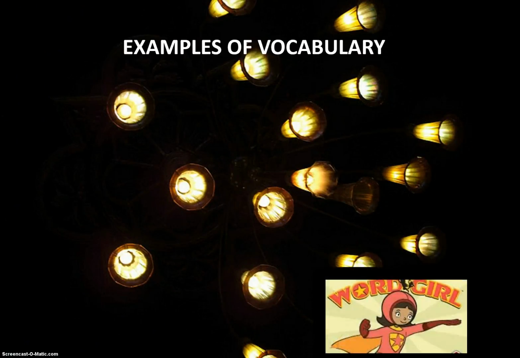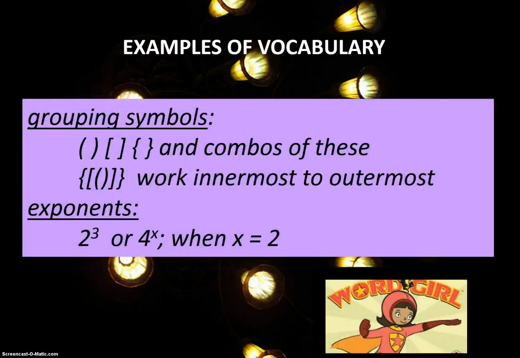Some vocabulary words that you'll need to know are grouping symbols. They're brackets or parentheses or any combination of them. You always work from the innermost or the inside to the outside. You're also going to need to know what exponents are. Exponents are the little numbers up here.